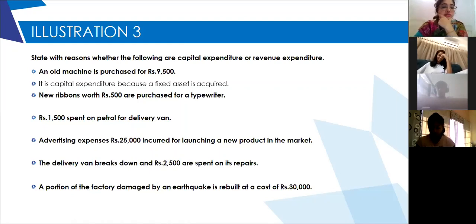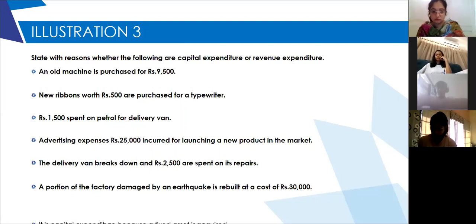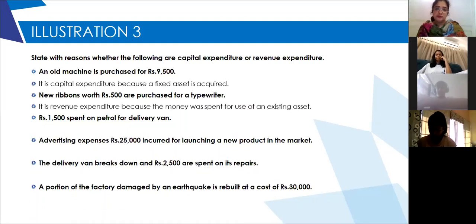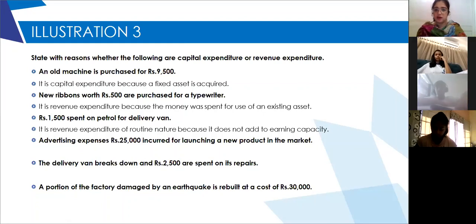New typewriter worth 500 purchased. It will be revenue expenditure, ma'am. You're just adding an extension to the typewriter. Okay. 1,500 spent on petrol for delivery van. Third one. Revenue. Very good. Avani.